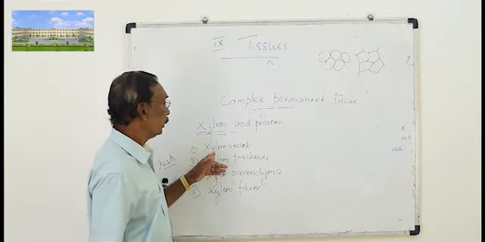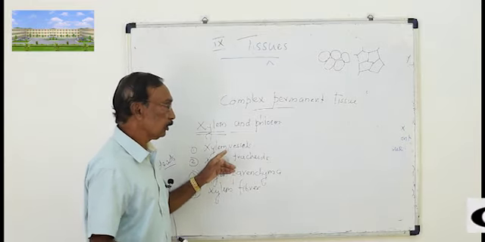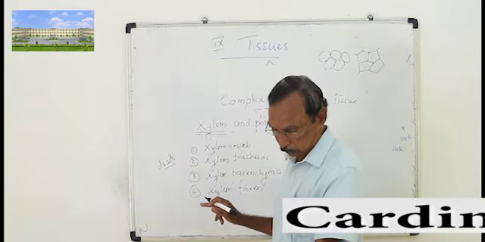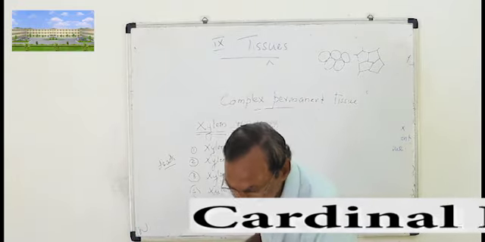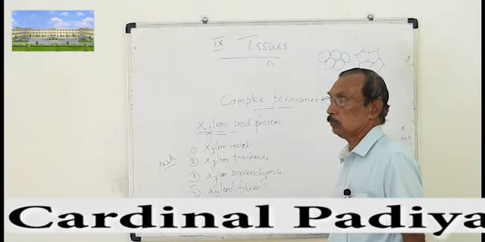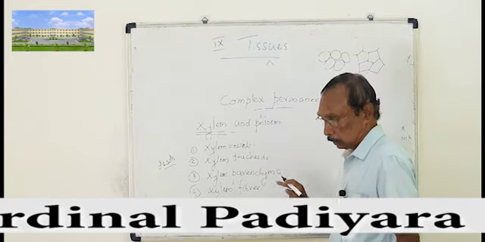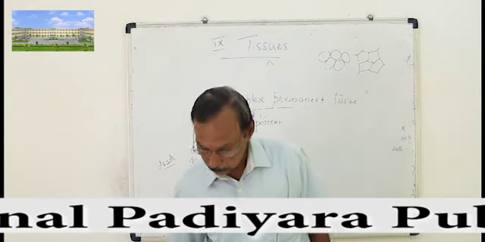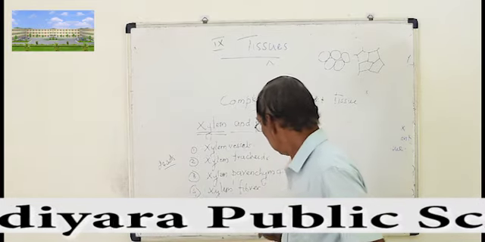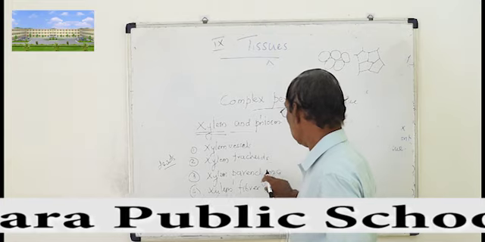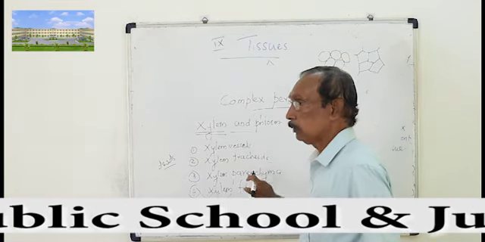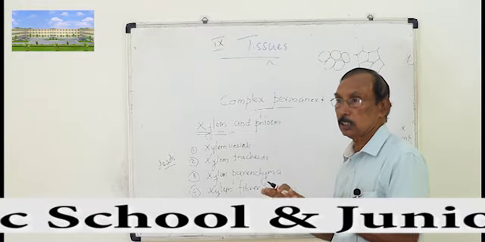So, what is the function of these different types of cells? Xylem vessels, you can see the diagram. If you examine the textbook, xylem vessels are shown there. They are conducting water from the root to various parts of the plant. Xylem fibers are mainly supportive in function. And the xylem parenchyma helps the sideways transport.